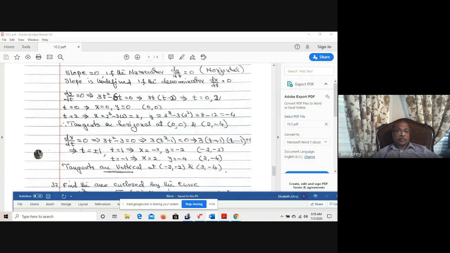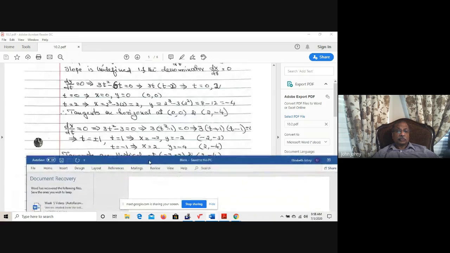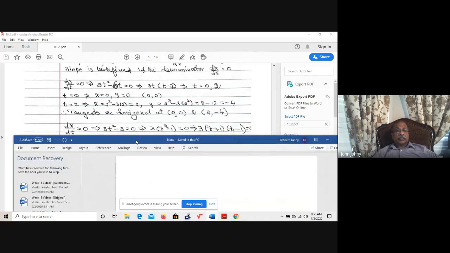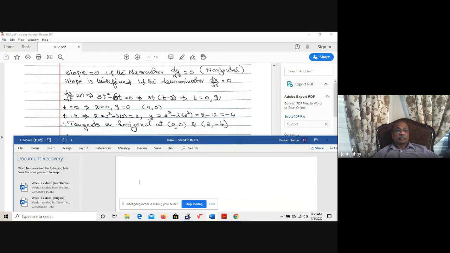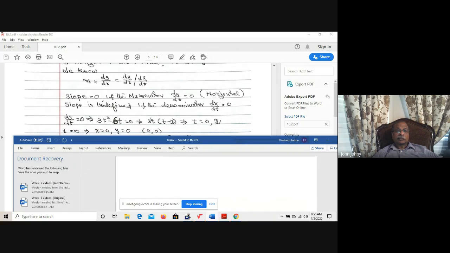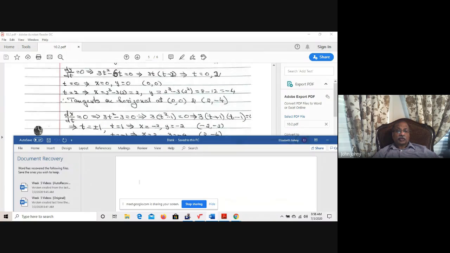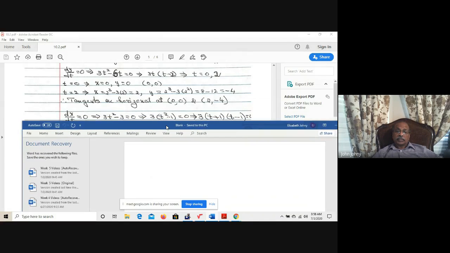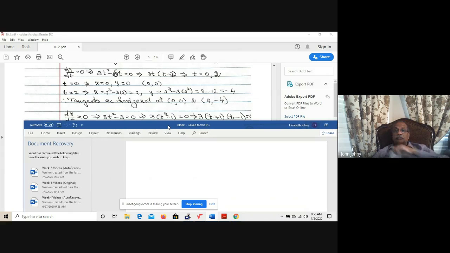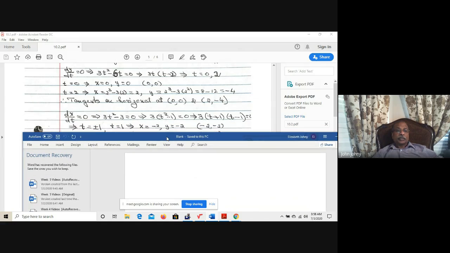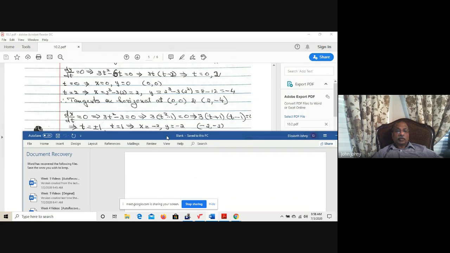And similarly, set dx over dt is equal to 0. Dx over dt is equal to 0 means 3t square minus, where is x? X is t cubed minus 3t. So 3t square minus 3. 3t square minus 3 is equal to 0. That is 3 times t square minus 1 is 0. That is 3 times t plus 1 times t minus 1 is equal to 0. That is t is equal to either plus 1 or minus 1.